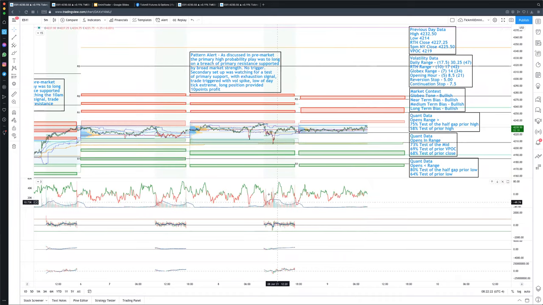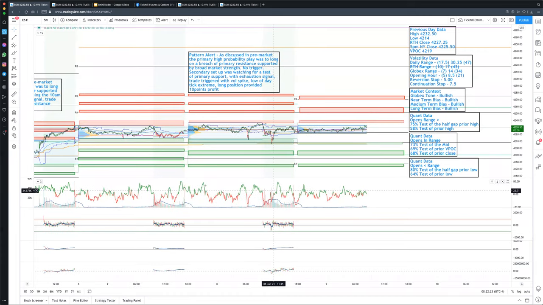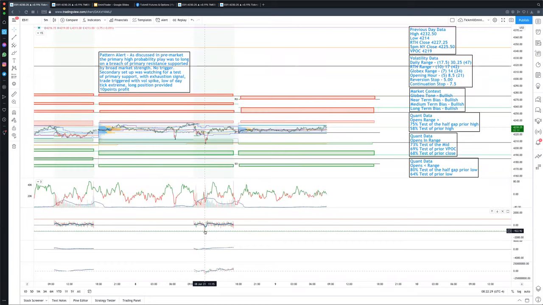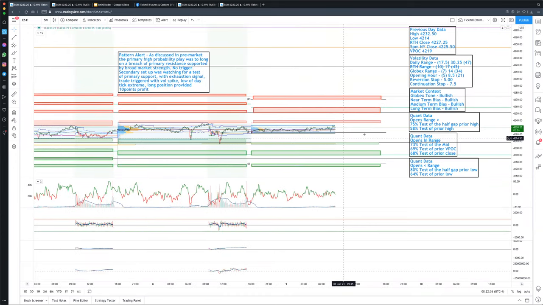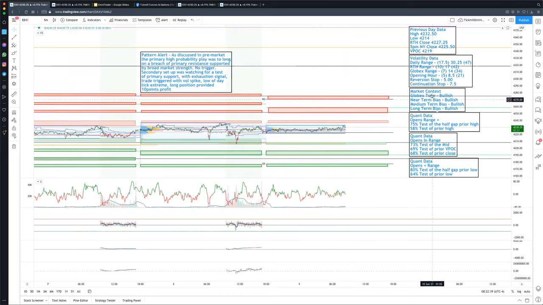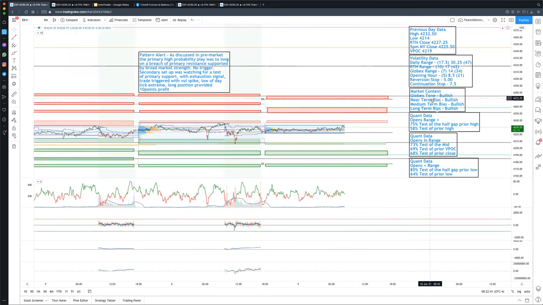And what I'd be looking for would be a similar signal to the one that we had yesterday as we came into that area: a volume spike, a tick extreme reading, and some positive divergence in terms of the internals. And that would be an opportunity again for me to go in on the long side. The reason why I'm focused on long setups at the moment is because the Globex tone is bullish. The near-term bias is bullish, the medium-term bias is bullish, and the long-term bias is bullish.